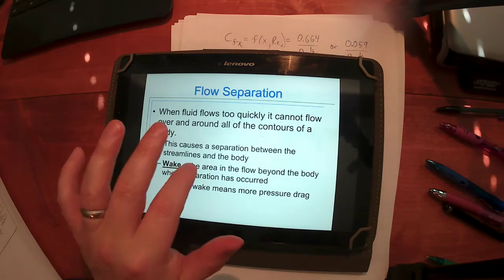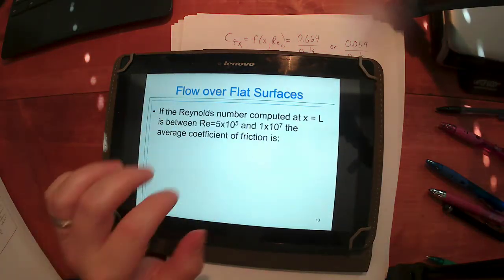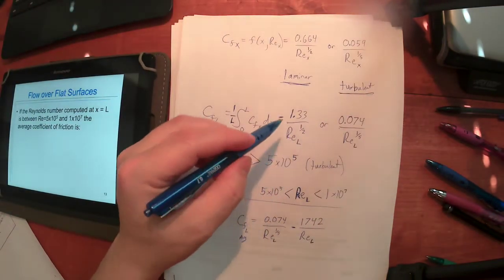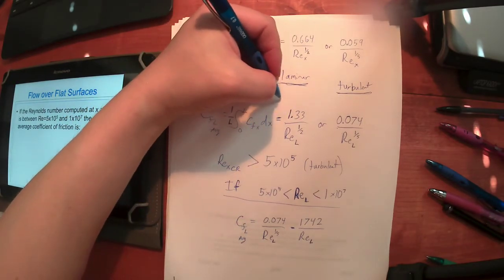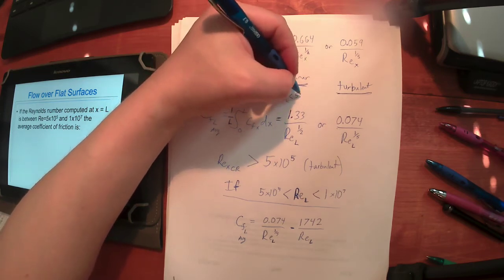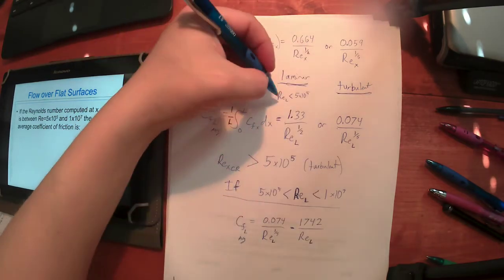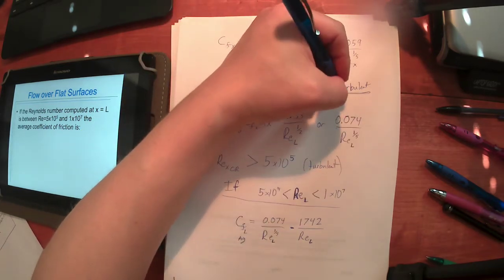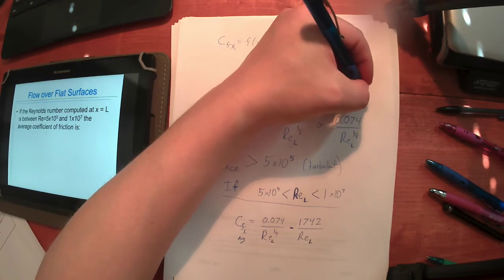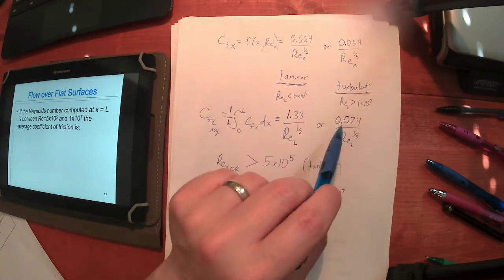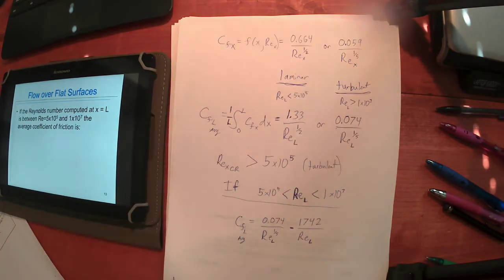And so this is how we would find the coefficient of friction. If the entire plate is laminar, meaning the Reynolds number at the length is less than 5 times 10 to the 5, use this for your average coefficient of friction across the entire length. If the Reynolds number is greater than 10 million, 1 times 10 to the 7, use this as your coefficient of friction for the entire length. And if it's in between, use this. But again, long flat surfaces are a special case.